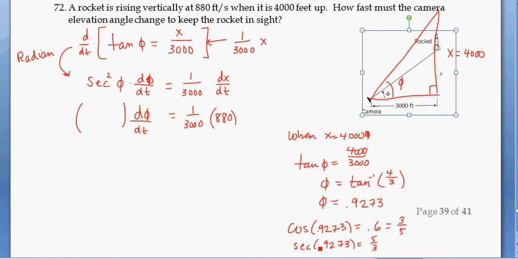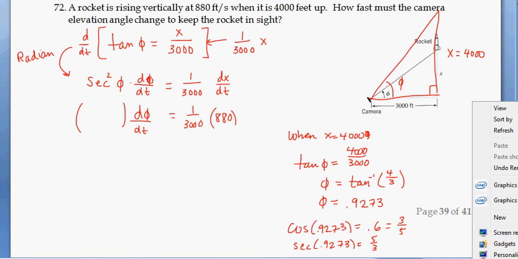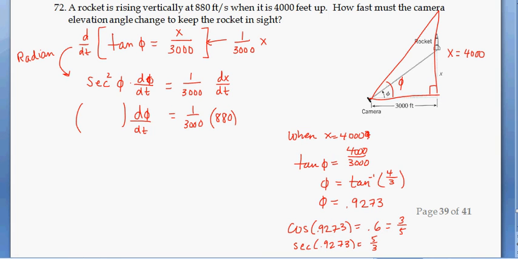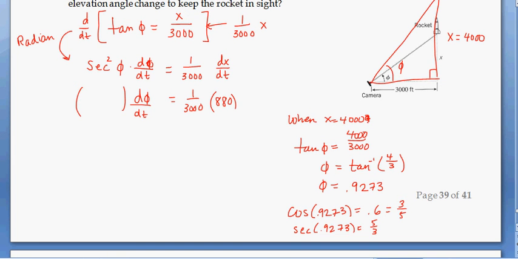Let me scroll down just a notch here. Sorry, I was right-clicking accidentally. I'm going to run out of space anyway. Where do I want to put this? We'll just put it over here. So secant squared of 0.9273 would be 25 over 9. Okay, so all of this is 25/9.